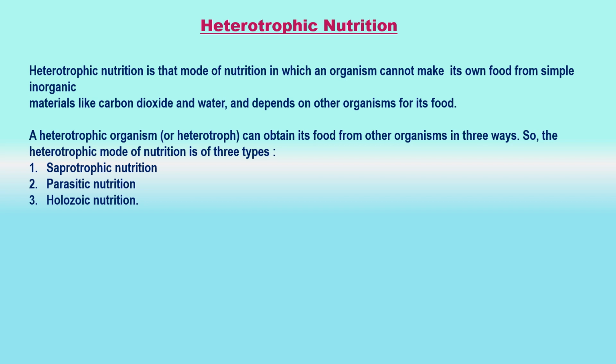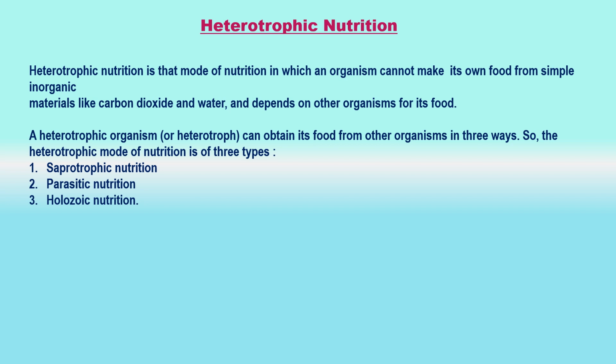Heterotrophic nutrition. In heterotrophic nutrition, the organism cannot make or synthesize its own food from the inorganic raw materials like carbon dioxide and water, and uses the food made by autotrophic organisms directly or indirectly. A heterotrophic organism is a consumer which derives its nutrition from other organisms. That is, a heterotrophic organism has to eat other organisms for its nutrition.